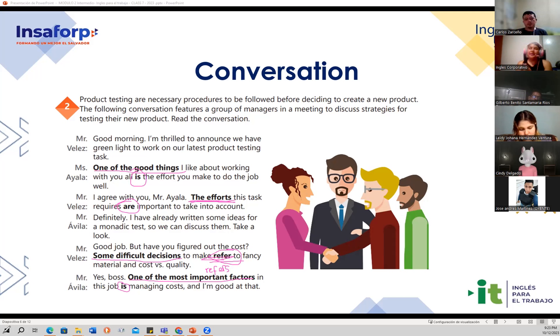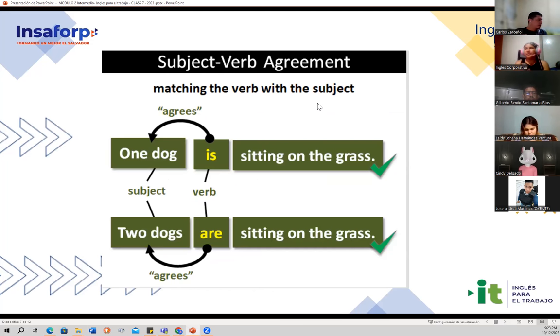Okay. Remember that the agreement will be according to the subject. That is what we are trying to identify. Que si es singular, el verbo va a ir de acuerdo a lo singular. Si es plural, el verbo va a ir de acuerdo al plural. Okay, teacher, good. We're going to make a practice. This is just a brief recap about the explanation of the grammatical point, subject verb agreement. So, for example, one dog is sitting on the grass. If we have two dogs, are sitting on the grass. Again, it depends on the subject. Based on the subject, we add the verb.